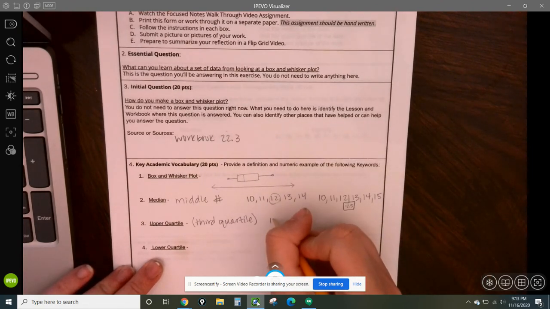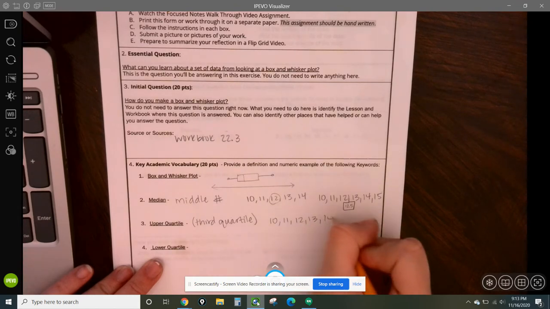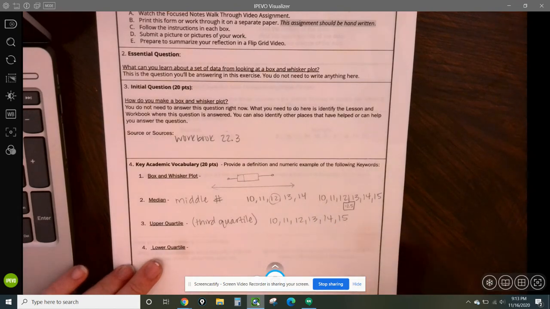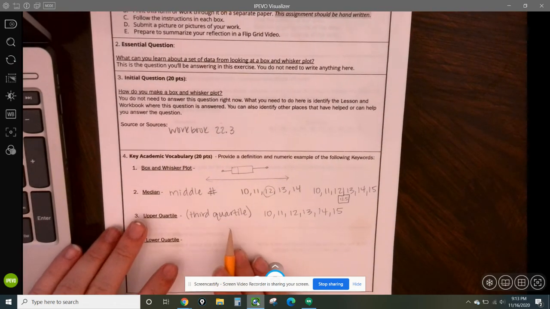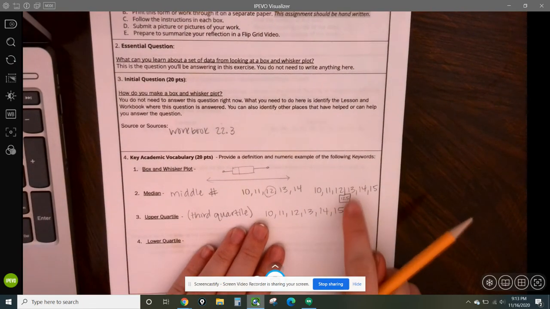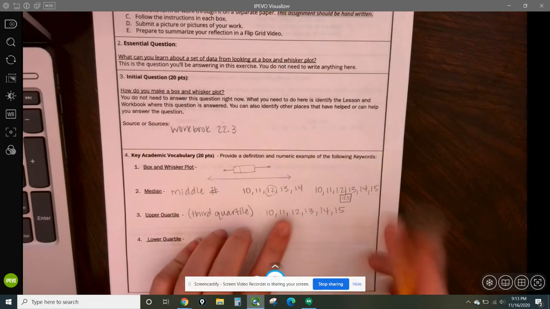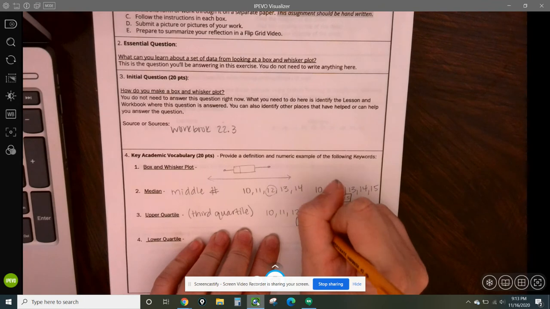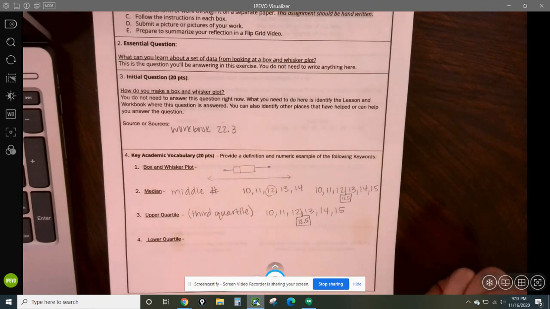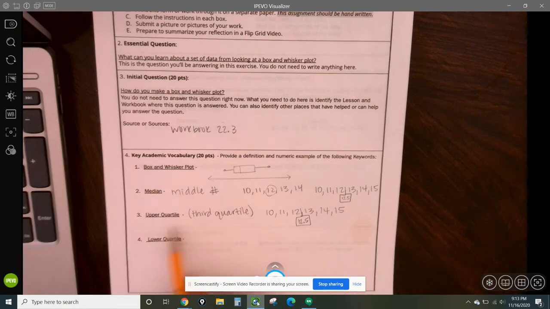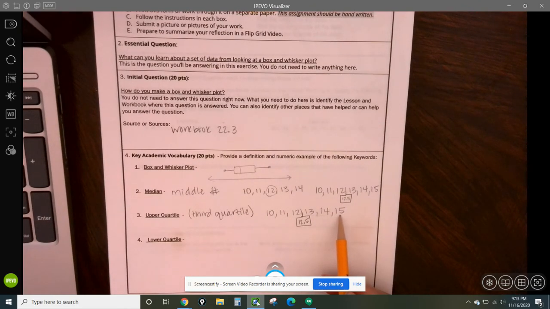Let's use this 10, 11, 12, 13, 14, 15 example again. So in order to find the third quartile or the upper quartile, you first have to find the median. So we did that up here, but let's just do it again real quick. I'm going to count in with my fingers, and I'm going to find that my median is right in between 12 and 13, so 12 and a half. Now, to find the third quartile or that upper quartile, I'm only going to look at the upper half of the numbers.